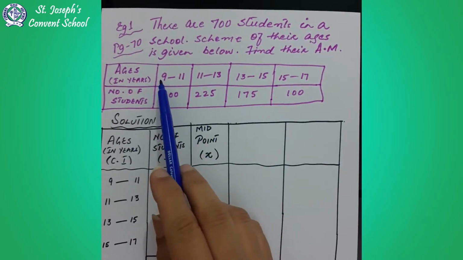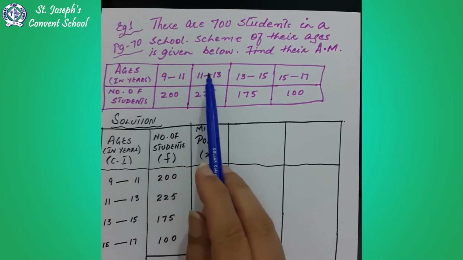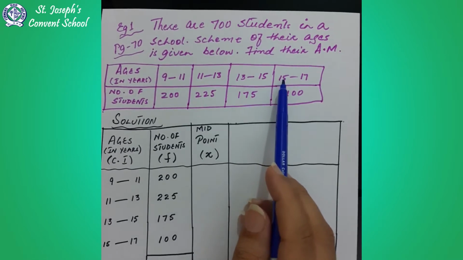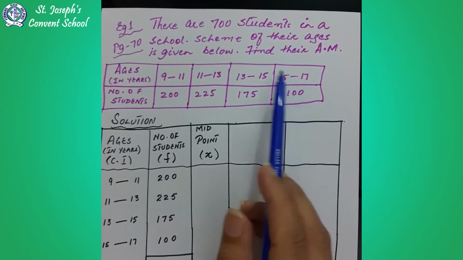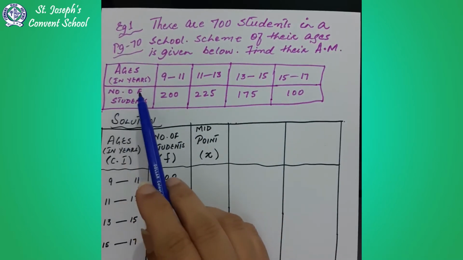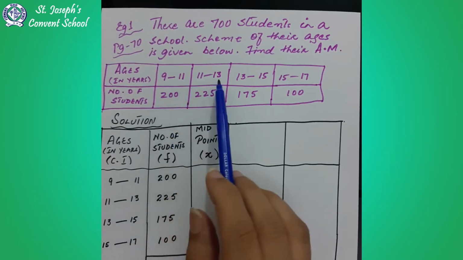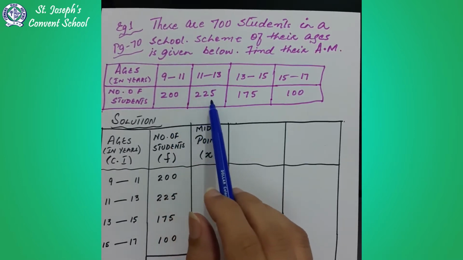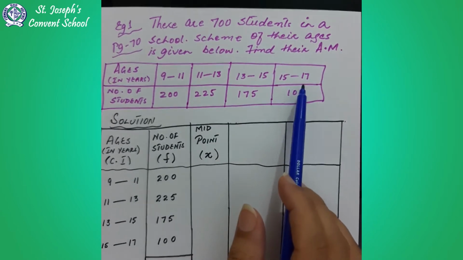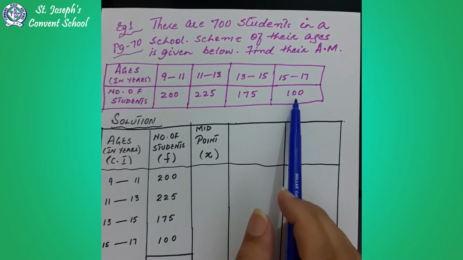First group is from age 9 till 11, then 11 till 13 age group, then 13 till 15 age group, and 15 till 17 age group. So these are the different age groups of the students. And number of students in the first group, there are 200 students. Second group, there are 225 students. Third group, 175 students. And in this last group, where ages are from 15 till 17, there are 100 students.